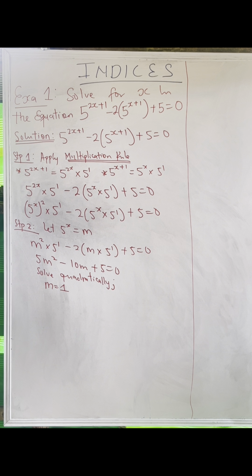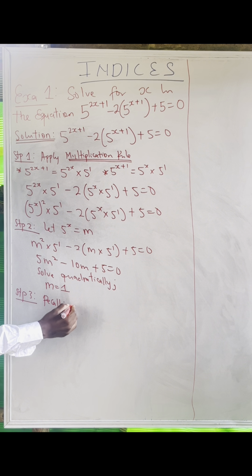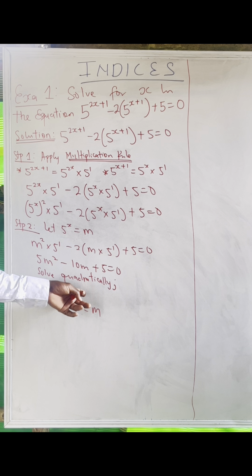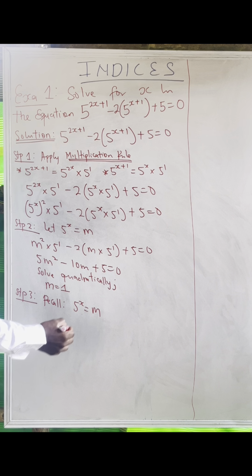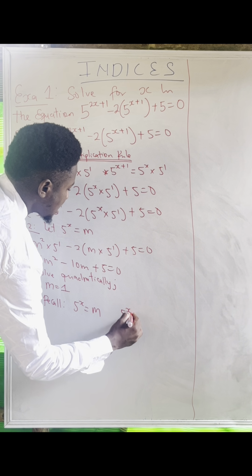M equals 1. But do not forget that what we are asked to calculate is x, and what we've gotten is m. So step 3: you will just recall that 5 raised to power x is equal to m. Since our m is equal to 1, this expression is written as 5 raised to power x equals 1.